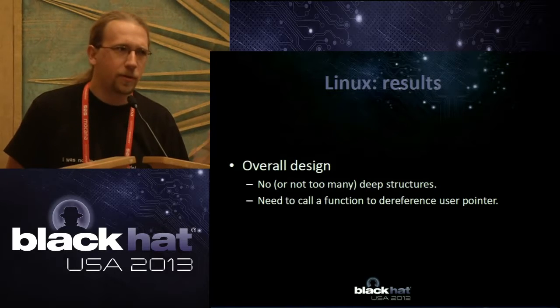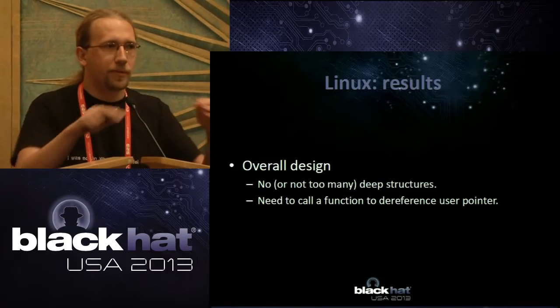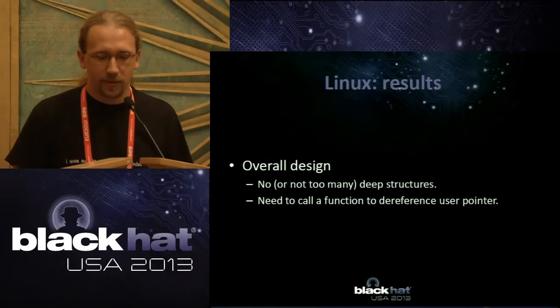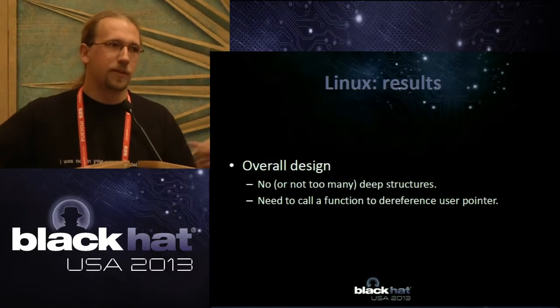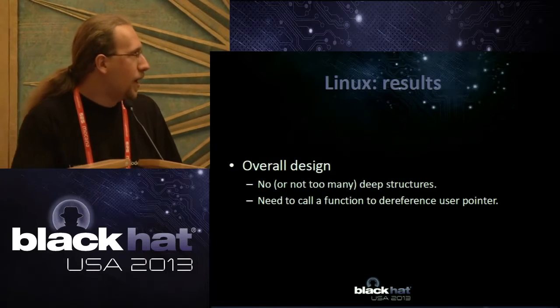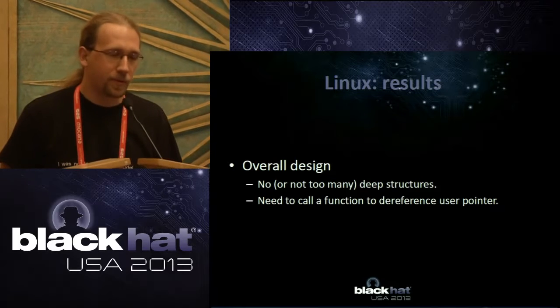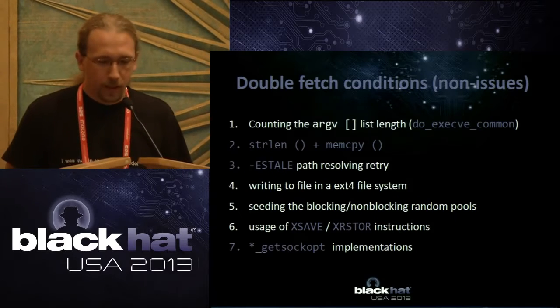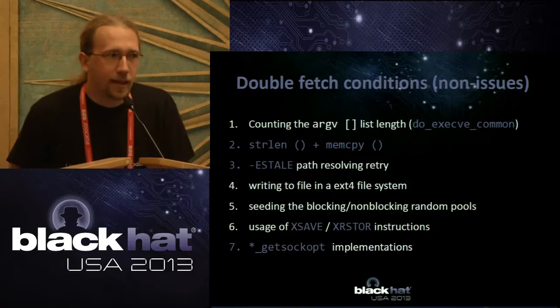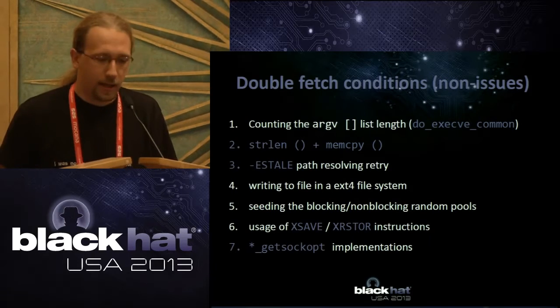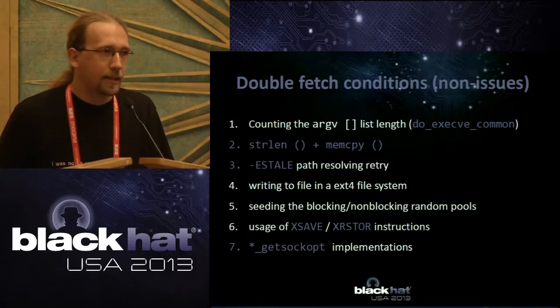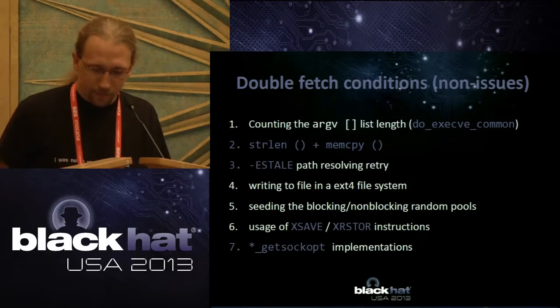And the third is overall design. The structures you pass to the kernel are pretty flat. They don't go deep and deep and deep. This is a good design, what can I say? That doesn't mean we didn't detect any double fetch conditions. We did, a couple of them actually, but there are no exploitable ones.